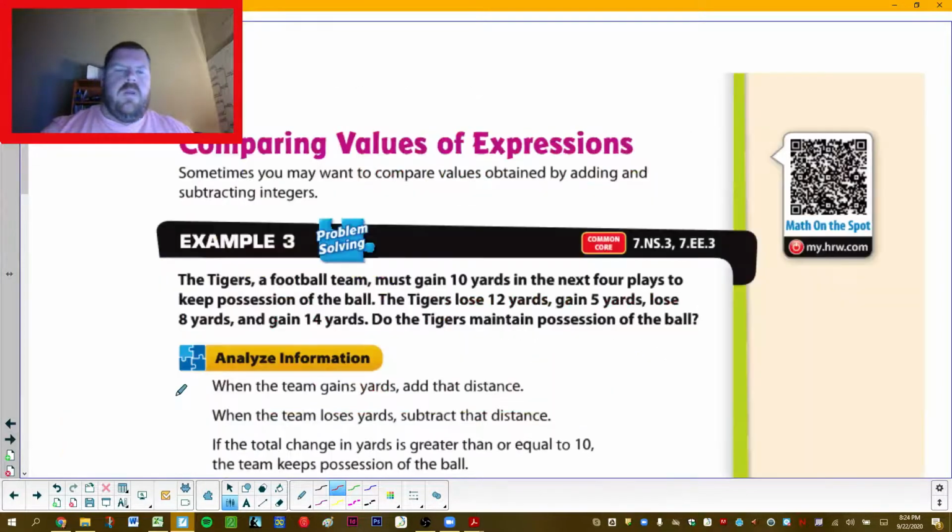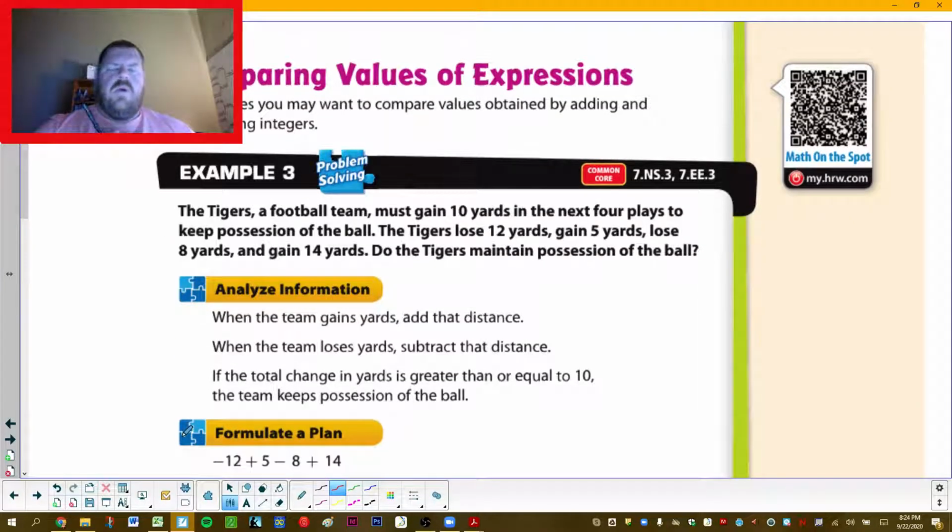Okay. All right, now we want to compare some values. All right, it says sometimes you may want to compare values obtained by adding and subtracting integers. In this example, the Tigers, a football team, must gain 10 yards in the next 4 plays to keep possession of the ball. Okay, that's pretty standard. The Tigers lose 12 yards, gain 5 yards, lose 8 yards, and gain 14 yards. Did they gain a total of 10 yards in 4 plays? Okay, and for this one, it does make sense that the order does kind of matter.